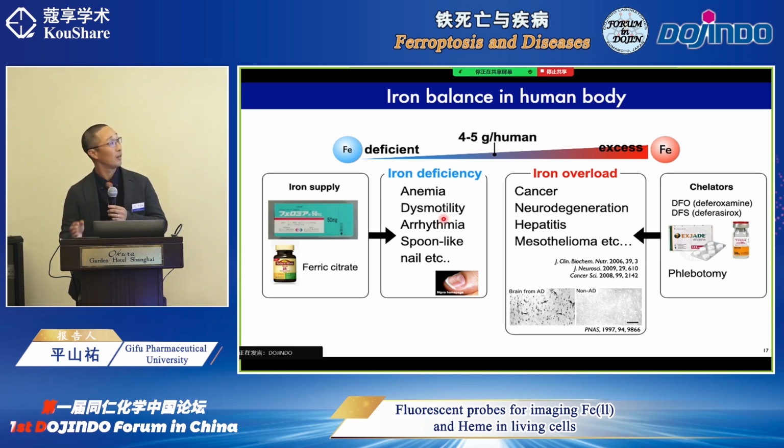For the therapeutic treatment of iron deficiency, iron supplementation is often used. And in the case of iron overload, chelators are used for the treatment. The contents of iron supplements are iron salts, such as ferric citrate. These treatments are direct and simple, but sometimes they are too aggressive. Iron supplementation often causes iron overload, and chelators may sometimes cause iron deficiency.